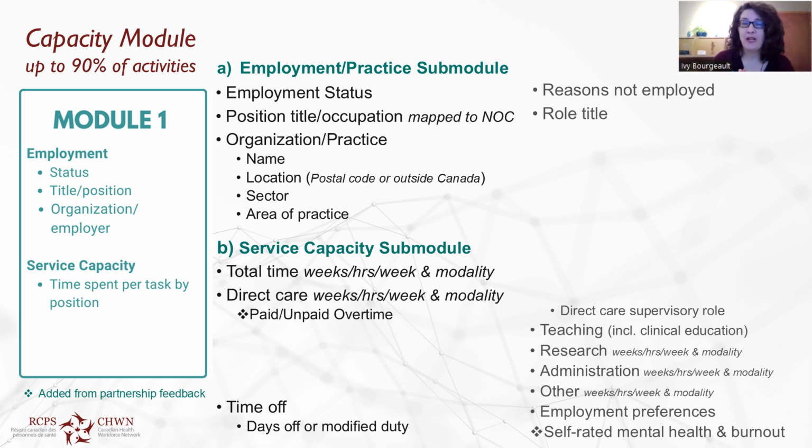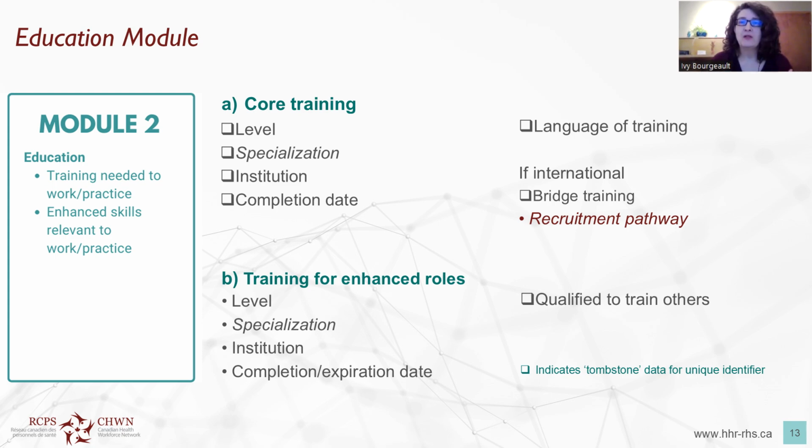That's the really important one about measuring capacity so that we could do workforce planning. Module 2 is about developing: what are the skills that you have to deliver on that capacity? And unfortunately, it's not up to 90% of activities, it's just your education. So we have core training and training for enhanced roles. Core training is the training that you need to be a midwife, a medical laboratory technologist. If you've trained for enhanced roles, then we want to capture that, because if you have training for enhanced roles, are you able to do that in your capacity? Are you optimizing that enhanced scope in the work that you're doing?